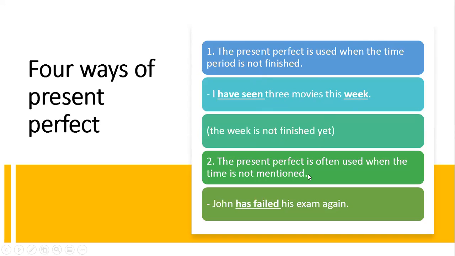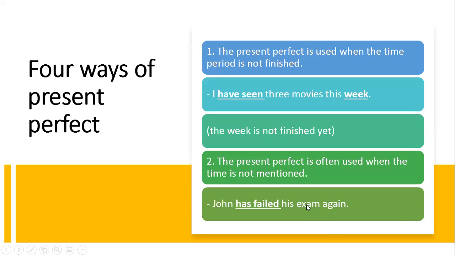And the second one is, the present perfect tense is often used when the time is not mentioned. So we can use the present perfect tense when the time is not mentioned in the sentence. For example, John has failed his exam again. Here we cannot see the time when he failed his exam.